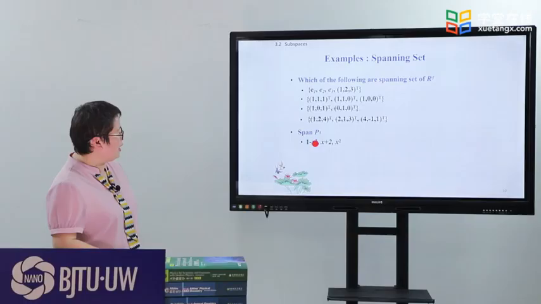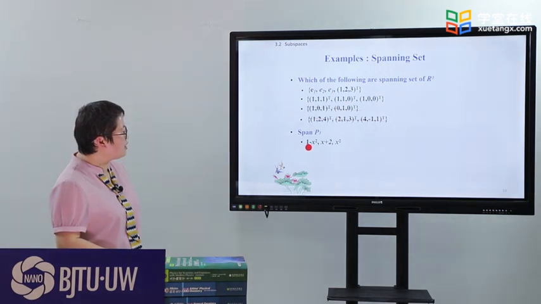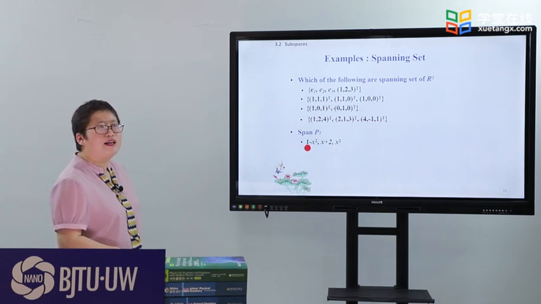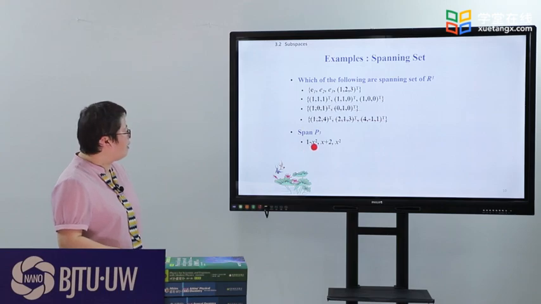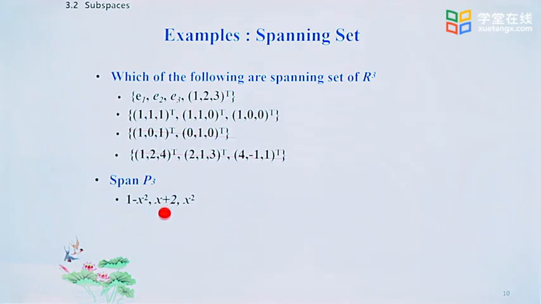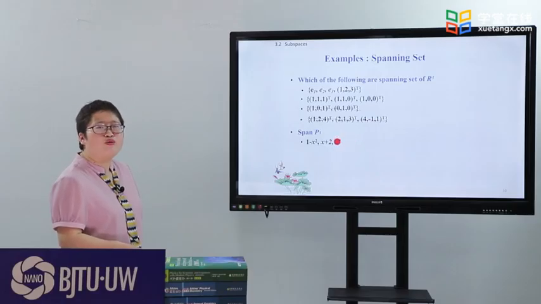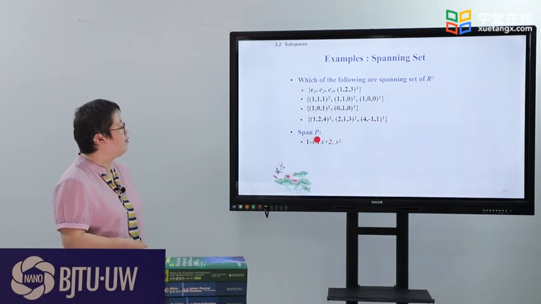If we use the first polynomial function and add the third polynomial function, you will get 1, so it's the constant term. For the order 1 term, x plus 2 can provide us x. And you also have the x power 2 term. So the linear combination of these three terms can really give you an arbitrary polynomial function with degree less than 3. So this is a spanning set of P3.